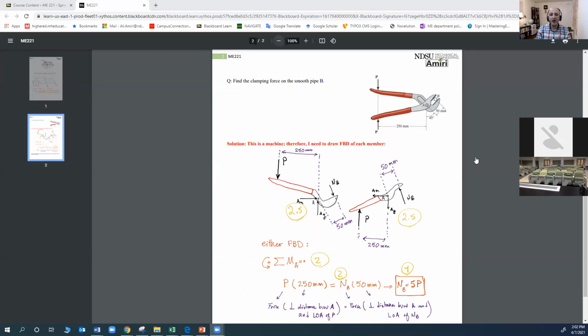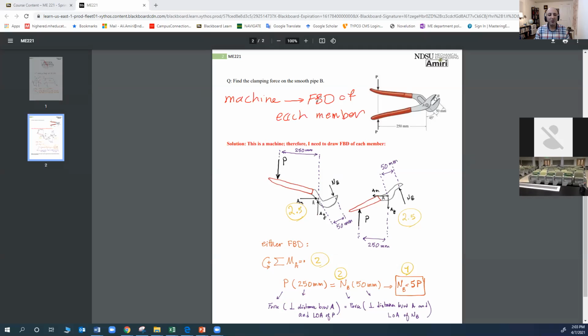So how do we analyze a machine? We have to break it apart. So we take it apart. We take each member, right? And you draw a free body diagram of each member. Okay.